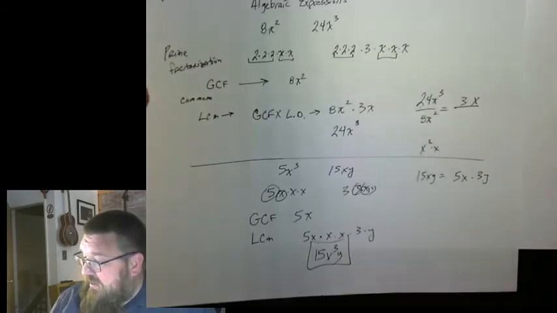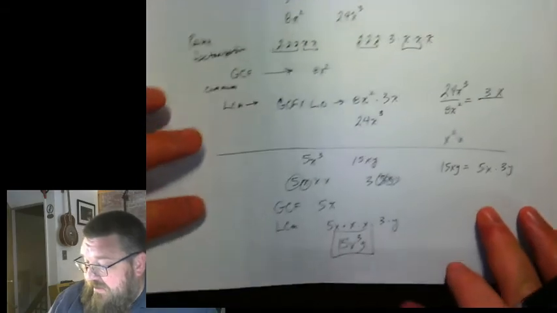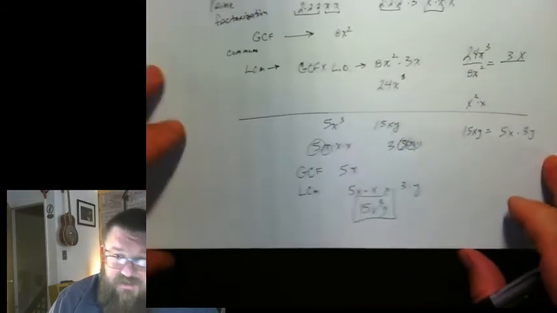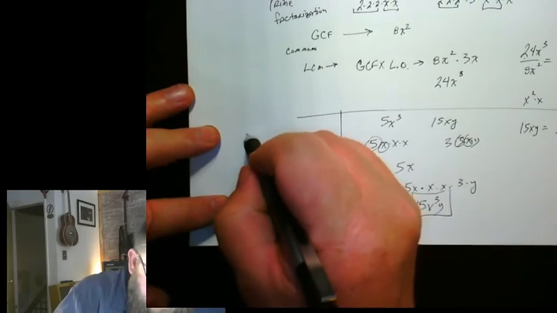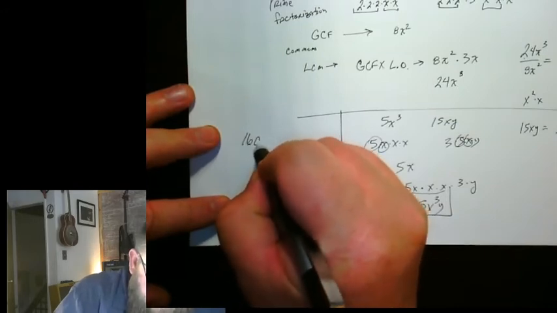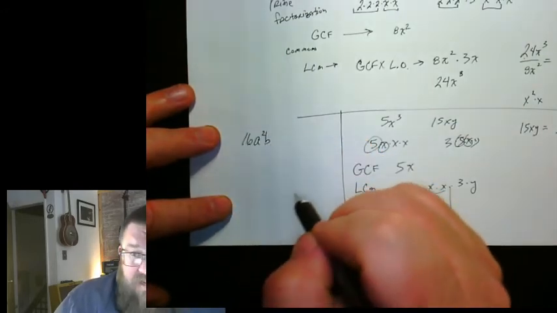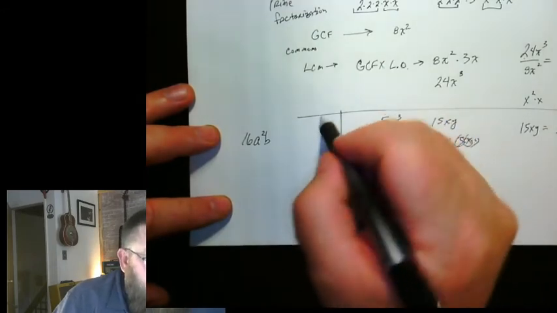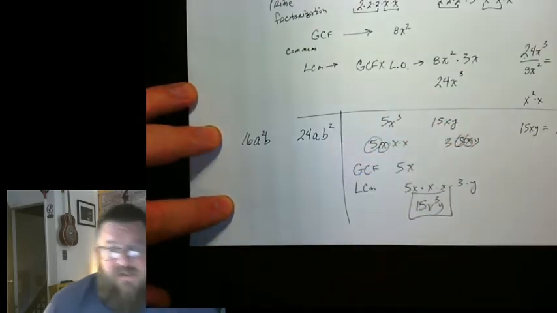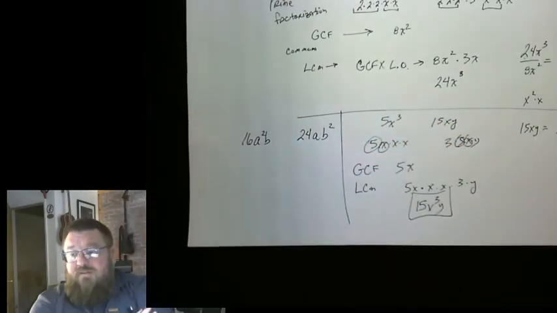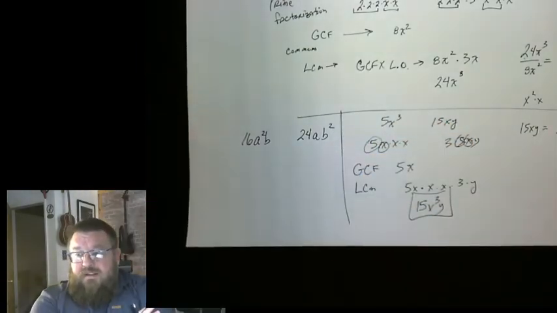I'd like you to try one, because this stuff's kind of new. I'd like you guys to try this one right here. After you see the question, go ahead and pause the video. Let's do 16a squared b, and let's do 24ab squared. Try that one. Go ahead and pause the video. Take a run at that one. See how you do.